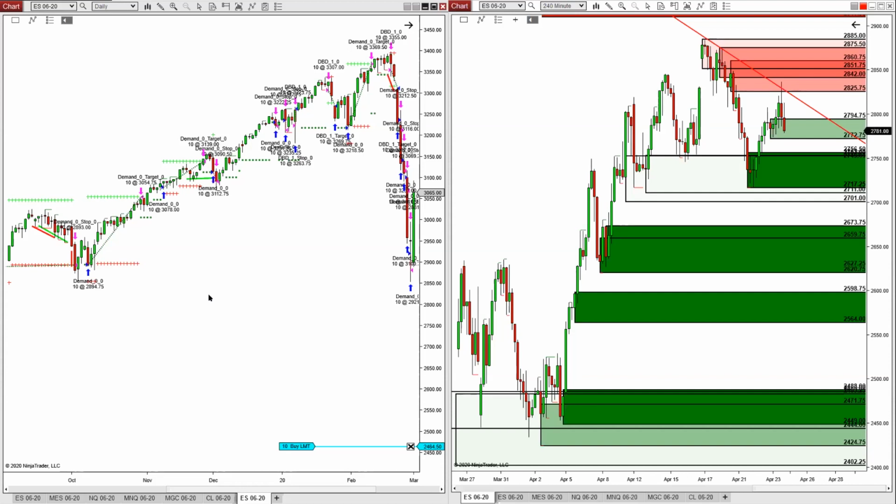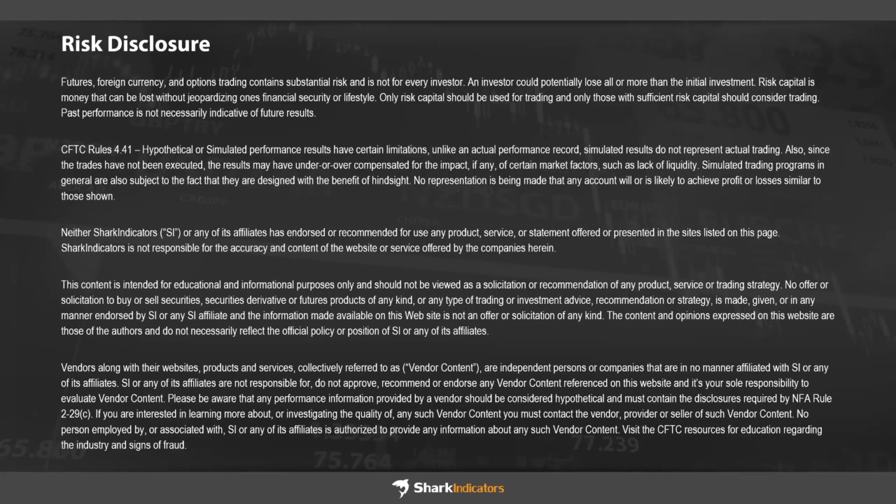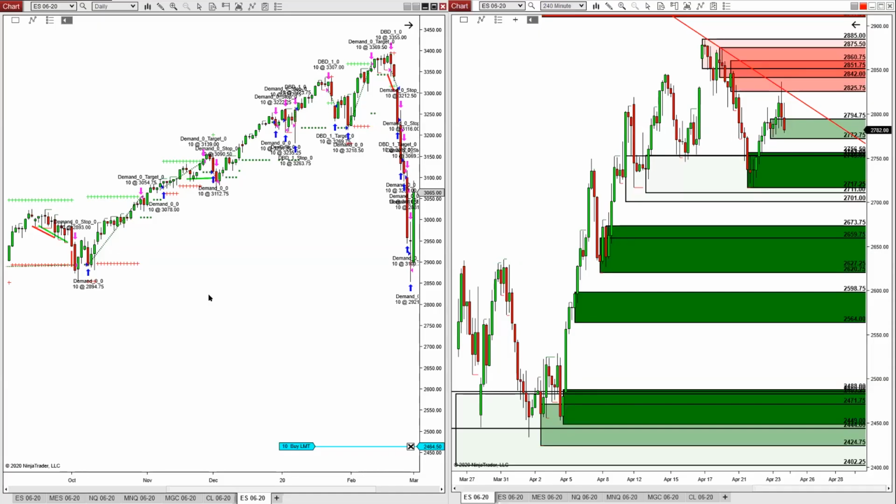So first, let's do this. I want you guys to fully understand, as I know you already do, trading indeed contains substantial risk and certainly is not for every investor. An investor could potentially lose all or even more than the initial investment. We actually discussed that in our room sometime. Risk capital is money that can be lost without jeopardizing one's financial security or lifestyle. Only risk capital should be used for trading, and only those with sufficient risk capital should consider trading. Past performance is not necessarily indicative of future results. All software provided or purchased is strictly for educational purposes only.